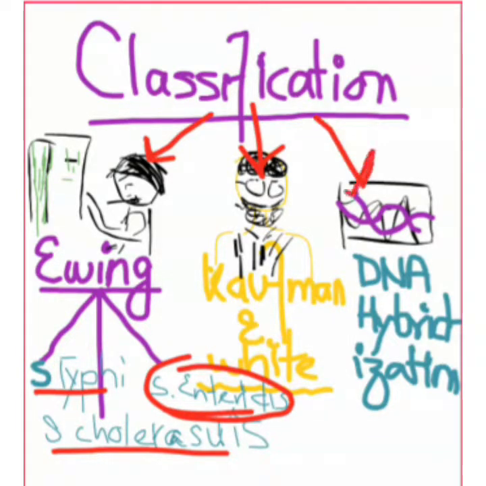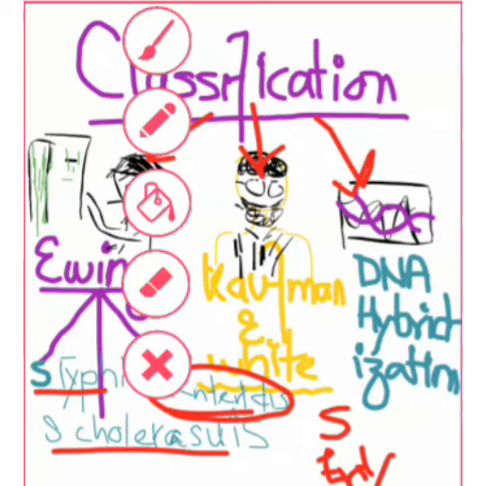The last classification is DNA hybridization. In this, S. typhi is not a distinct species given a special species name. It is under a serotype of S. enterica. Now, our latest classification, which we normally follow, is the clinical classification.